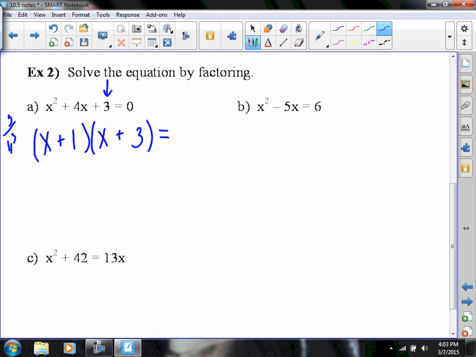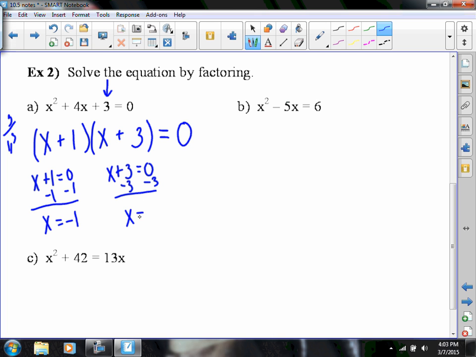Now I'm going to set it equal to 0. And now this should look very, very familiar. I have two little parentheses. They're both set equal to 0. So I'm going to set each one equal to 0 and solve. I subtract the 1 over, so I get x equals negative 1. I subtract the 3 over, so I get x equals negative 3.